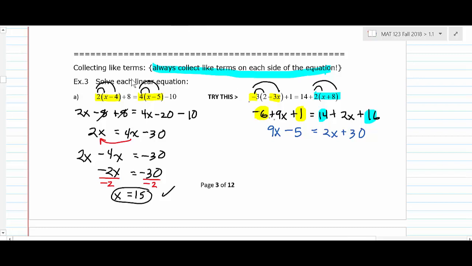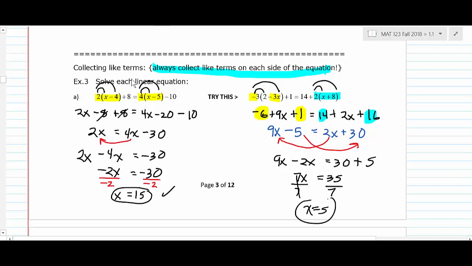Now you can start rearranging. So I'm going to choose to move the 2x there and the 5 there. And be sure you change your sign. So I would have 9x here minus 2x equals 30 plus 5. Okay, so that would go like that. All right, so it looks like what we have here is 7x equal to 35. So what we do on this is divide both sides by 7. So you get x equals 5. And that's what you said you had, right?